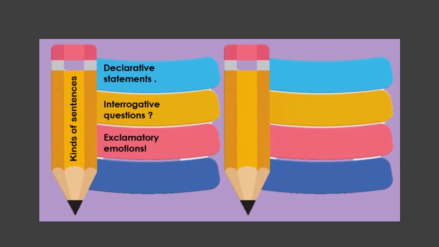Now, the last one is a little bit tricky because depending on what you want to say, it could either have a full stop or it could have an exclamation mark. What do you think is the last one? I think you're correct. The last one is the imperative sentence. These are used for your commands and requests. And depending on what you mean, it could either end with a full stop or it could end with an exclamation mark. Alright? Clear? Okay.